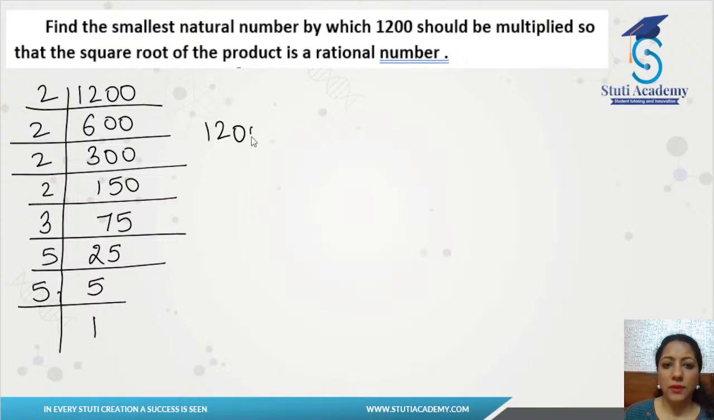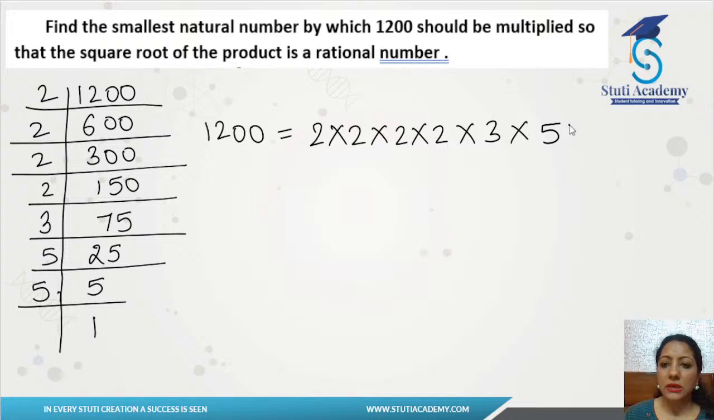Now 1200 we can write as 2 into 2 into 2 into 2 into 3 into 5 into 5. Now we want the square root of the product as a rational number. We are looking for the square root. That means we need to make pairs. So we have this pair. This is another pair of 2. This is a pair of 5. Only 3 is not occurring in a pair.